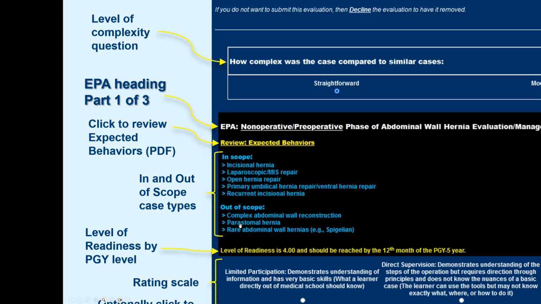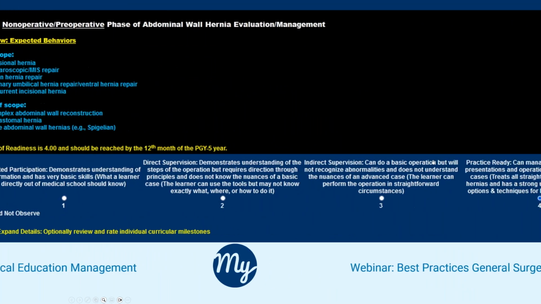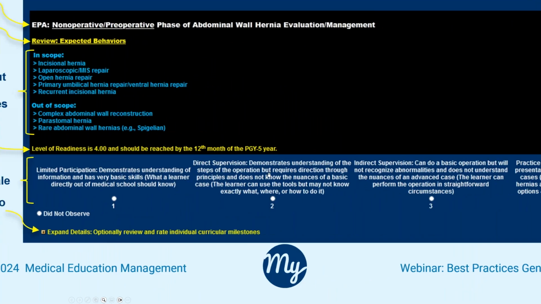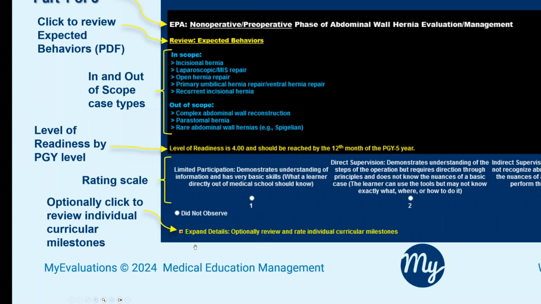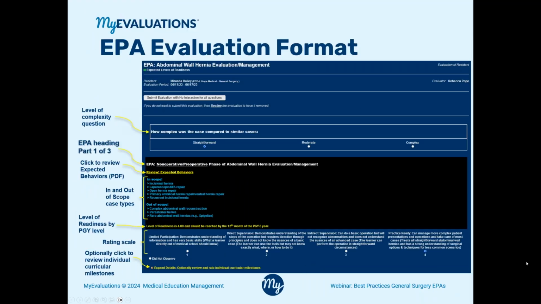Within my evaluations, we've also defined levels of readiness. And the level of readiness is essentially at each PGY level, what do we expect of the resident? And then below that EPA is the rating scale, again, defined by the ABS. The 4 phases that I mentioned to you are listed there. And optionally, the evaluator can click on expand details in order to review the individual curricular milestones that have been defined by the ABS. So all of that is integrated together.